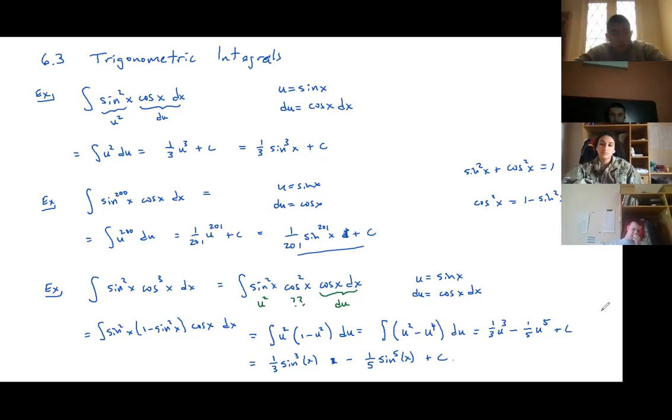Because when one of these two is odd, I can strip it off and take the remaining even stuff and turn it into like this cosine squared or sine squared thing because of the Pythagorean theorem, and then I can substitute. That's the key that we're looking for. So let's do another example, and then I'll show you in the book where this is written now.